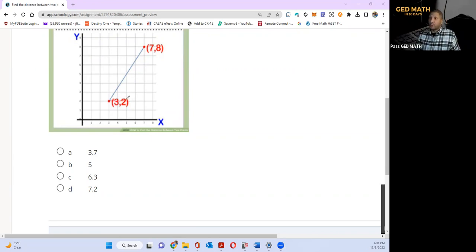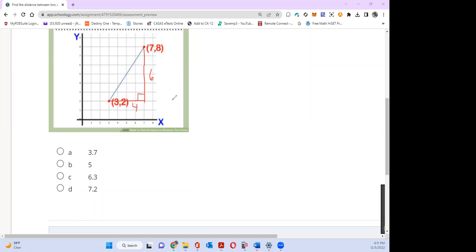So 1, 2, 3, 4. So the length horizontally is 4. So now we're going to find the length vertically. 1, 2, 3, 4, 5, 6. Now, what does that look like? What did I just draw? A right triangle.